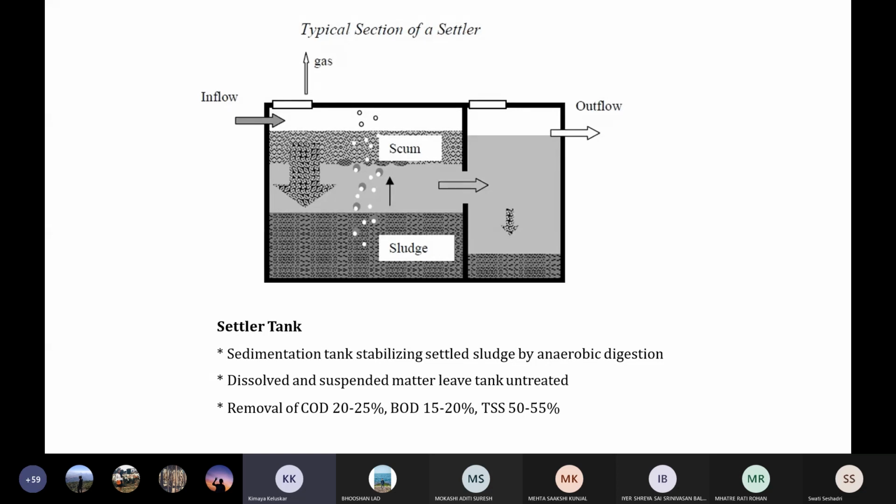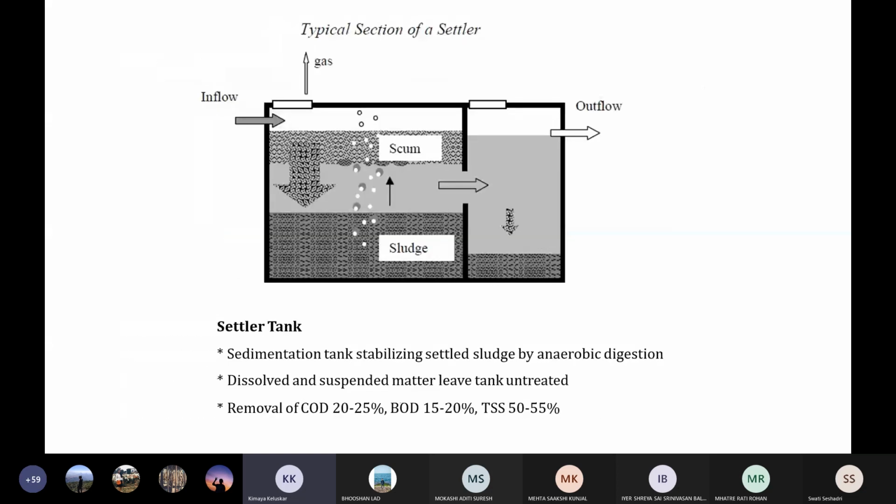It stabilizes the settled sludge by anaerobic digestion. Now, anaerobic digestion is something which is without oxygen. The bacteria itself digests the fecal matter and then it settles down. There is also gas which will be formed, and there is scum. Scum is nothing but a foamy element which settles on the top of the tank.